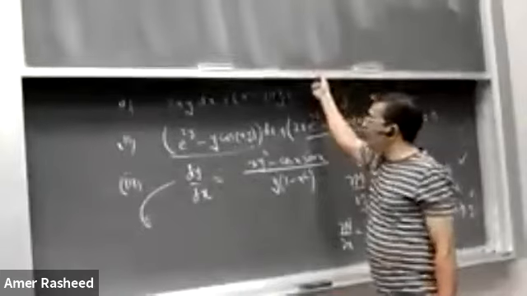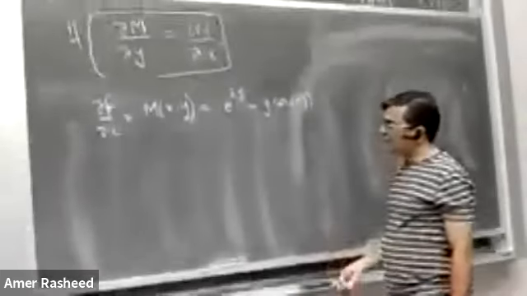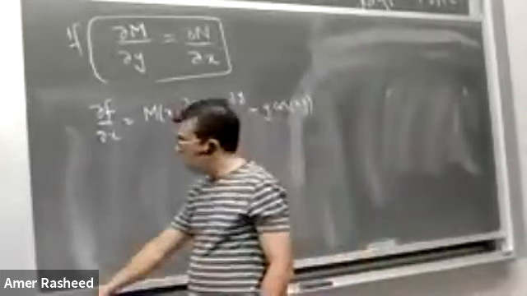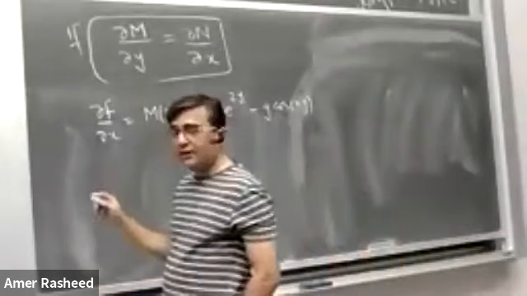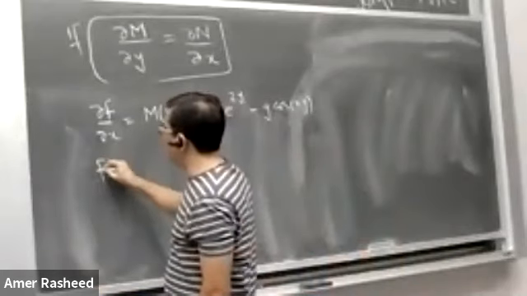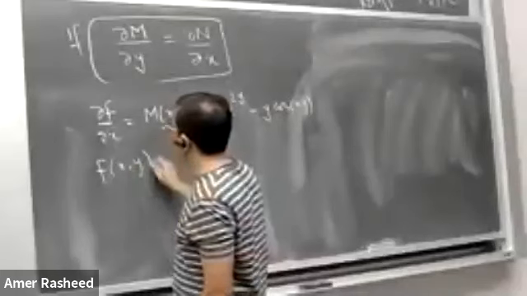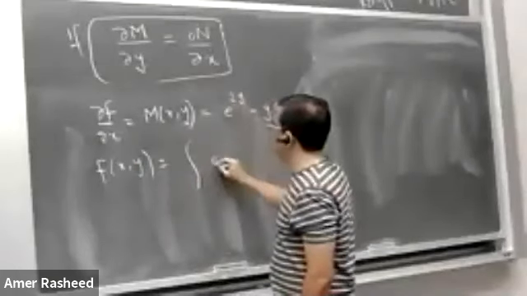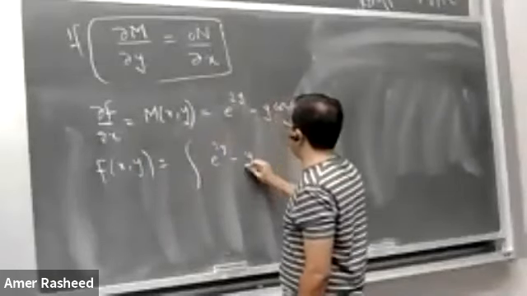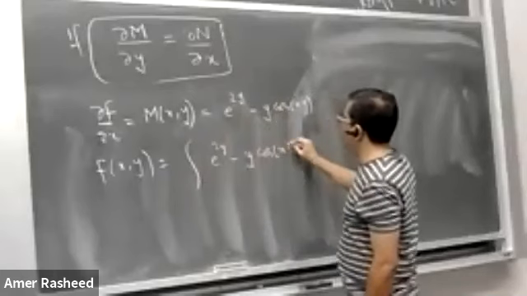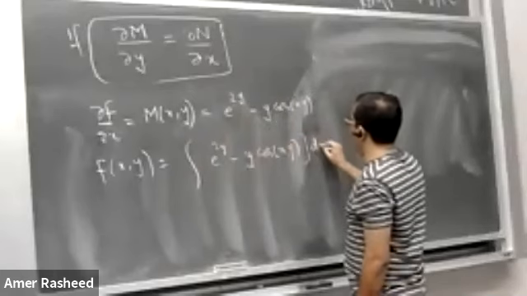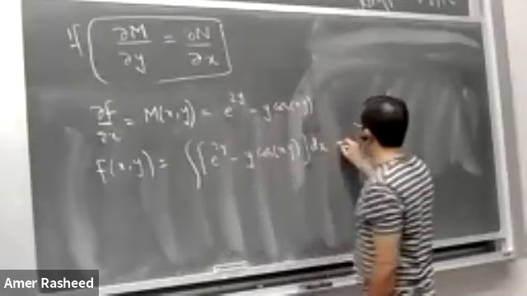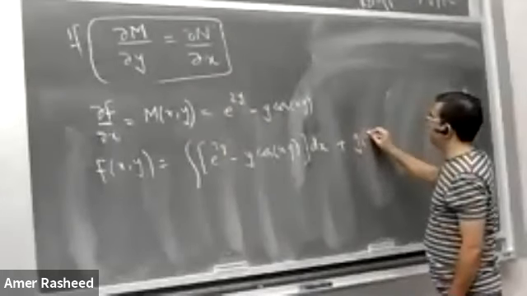Let me see it again. Yes. Now you integrate it with respect to x. Integrating with respect to x, you get f of x, y equal to the integral of e^(2y) minus y cos(xy) times dx, plus a constant of integration, which is g of y.